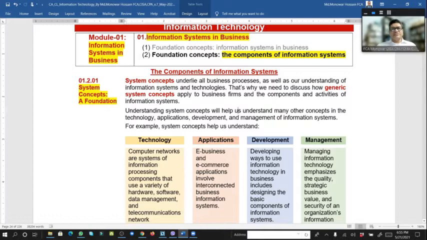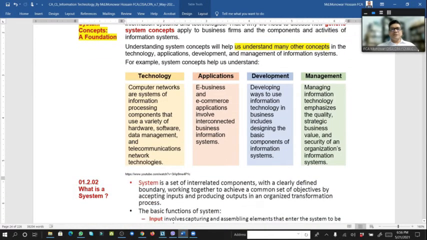First, the system concept deals with business process as well as our understanding of information system and technologies. That's why we need to discuss how the generic, that means general, system concept applies to a business firm or organization and the components of the activity of the information system. Understanding system concept will help us understand many other concepts in the technology, application, development, and management of information system.